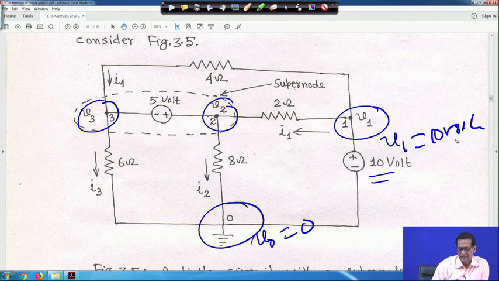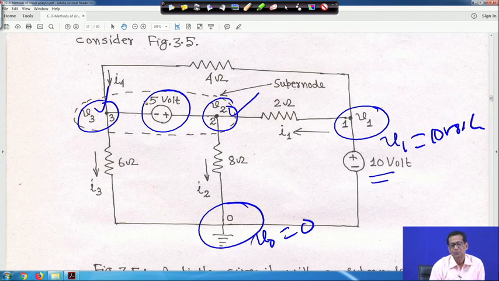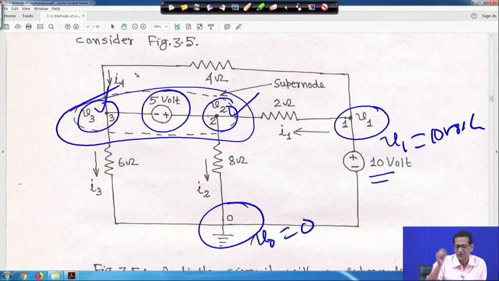Second thing is that if any voltage source is there between two non-reference nodes, so this is one non-reference node and this is another non-reference node, and in between you have a voltage source, like here we have a 5 volt source, then this combination creates what we call a super node. In the super node, you have to apply both KCL and KVL. Just for understanding, if any voltage source is there between two non-reference nodes, then that will be a super node. That means this whole thing together is a super node, and in this case you need both KCL and KVL.